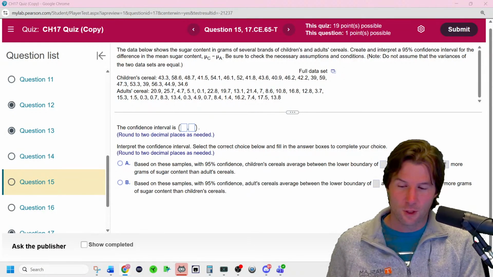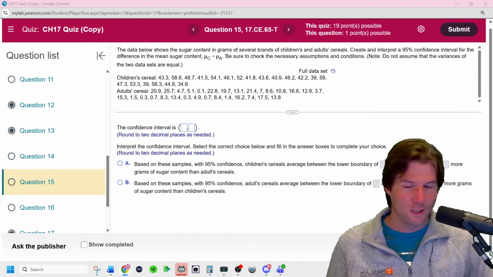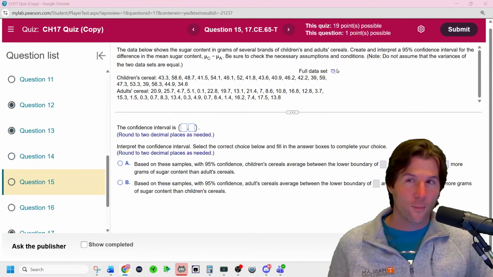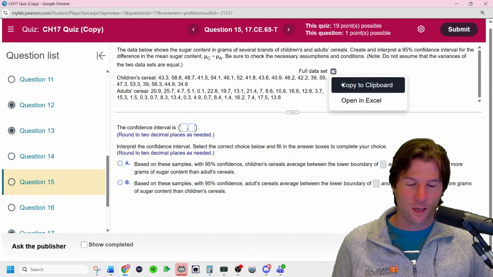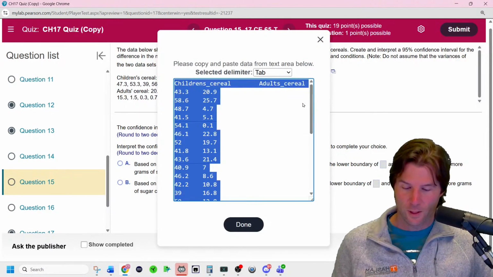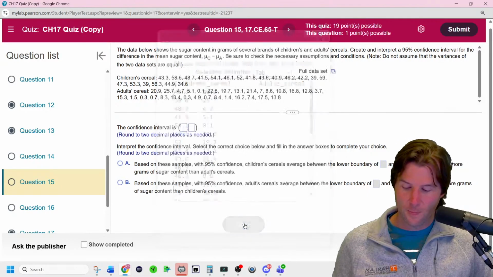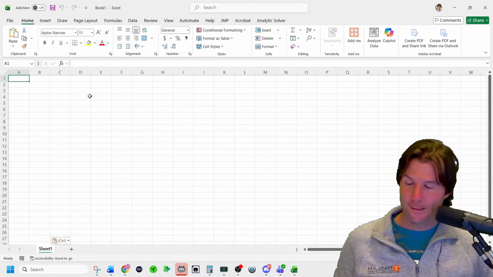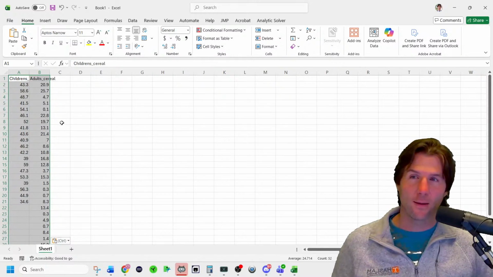The data below shows the sugar content. And so we're going to copy this data set, go here and copy to clipboard. And we're going to copy it with Control-C. Now we're going to go into Excel. Excel opening up. Okay, 2 sample t-tests. We just paste the data in.